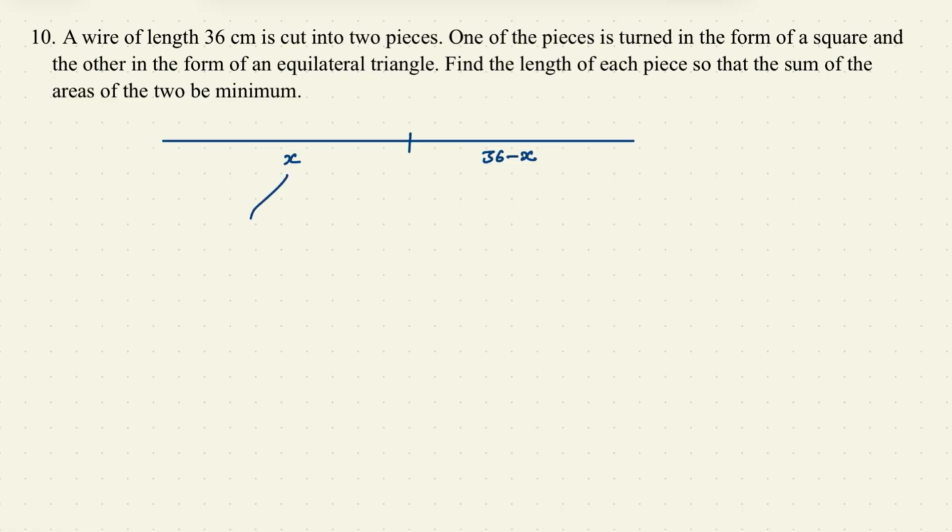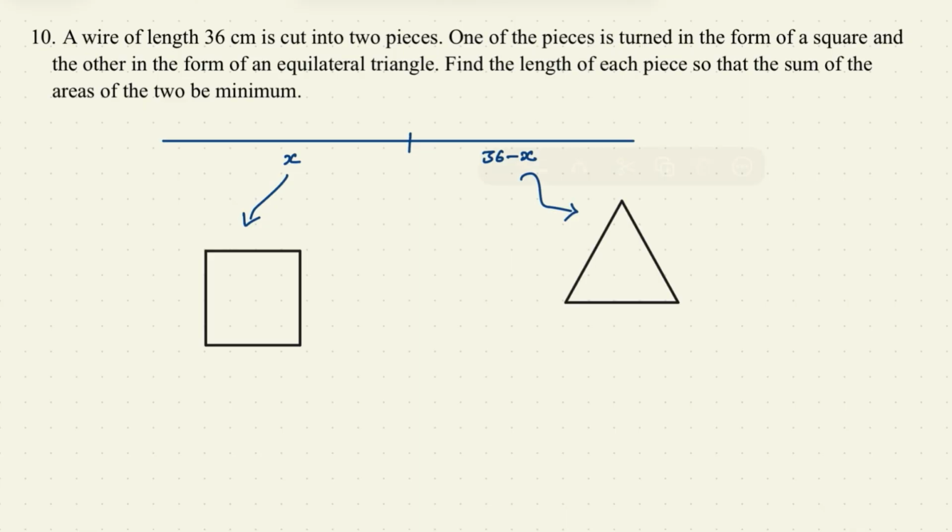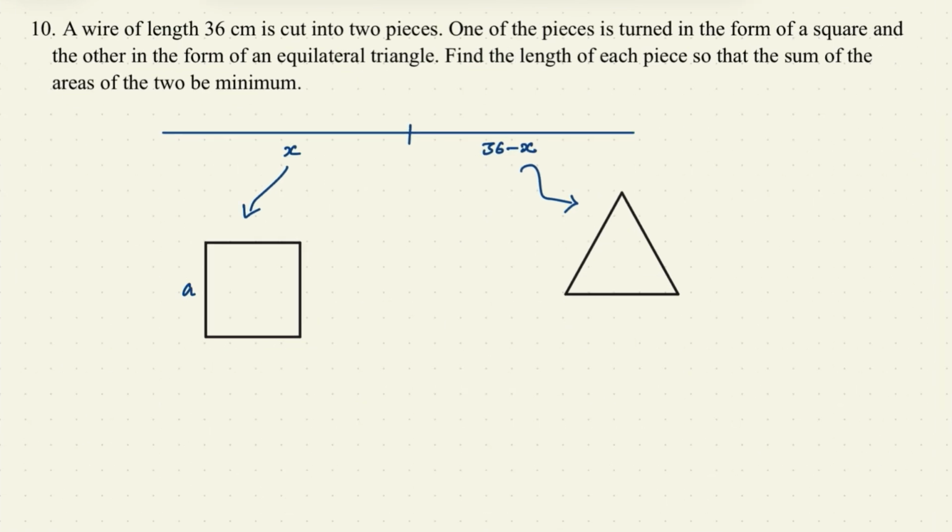Now from the first piece of wire a square is formed, and from the second piece of wire an equilateral triangle is formed. So the question is asking the length of each piece such that the area of this square and the area of this equilateral triangle in total should be minimum. So let us assume the length of each side of this square to be A and the length of each side of this equilateral triangle to be B.